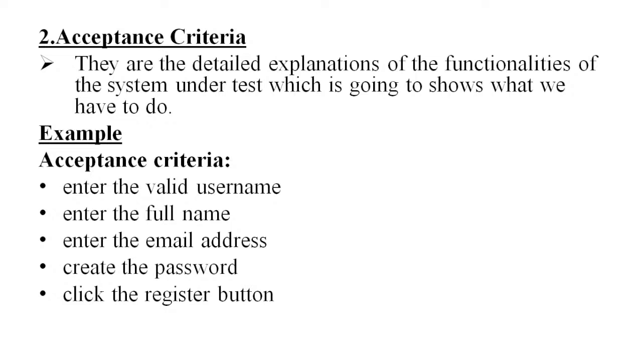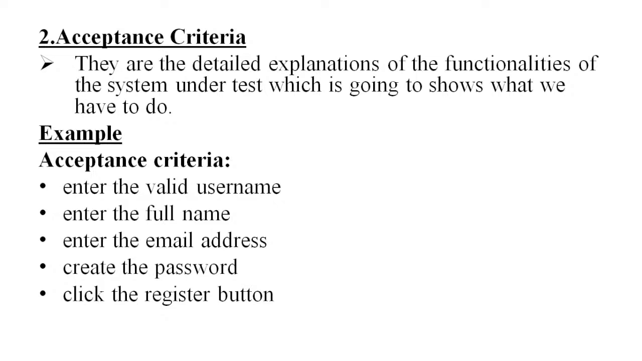For our example, consider the acceptance criteria of the same Amazon web application registration process. In order to test the registration process, we need to enter the valid username, then the full name, and whatever required details are available, we need to enter everything. So enter the valid username, enter the full name, enter the email address, create the password, and then click the register button. These all come under the acceptance criteria.